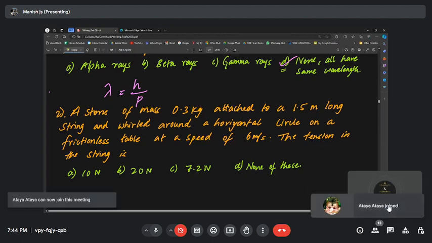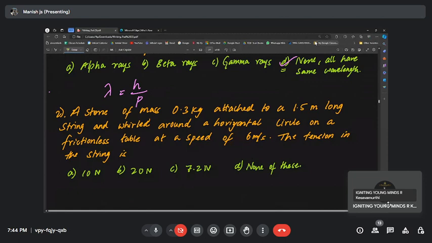So what can we do here? Who can tell me which force comes into picture when you basically spin? Centripetal force. Perfect, centripetal force. What's the formula for centripetal force?